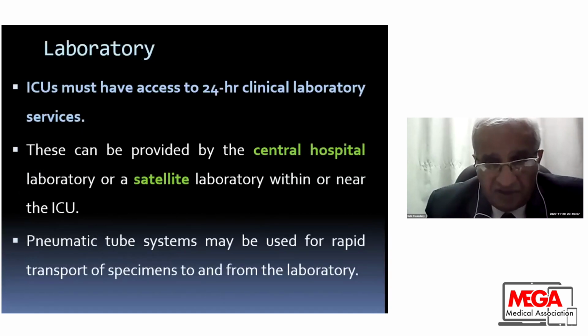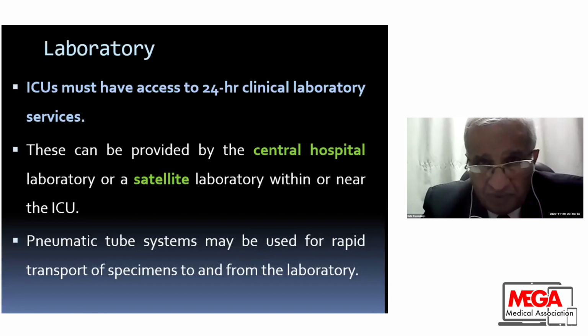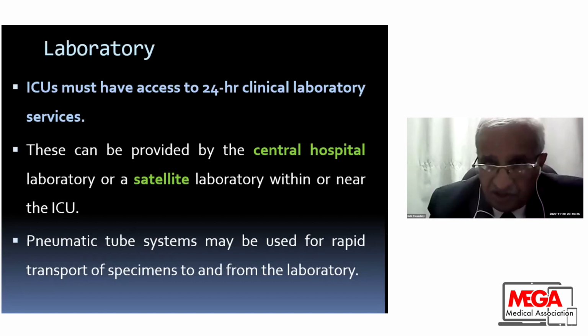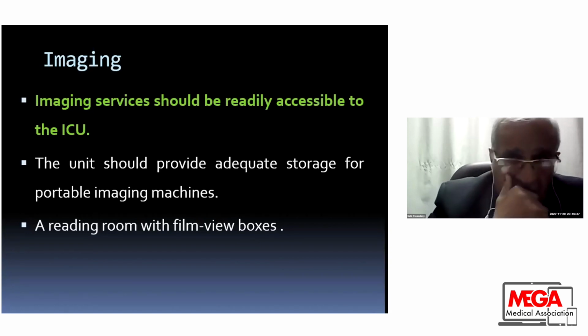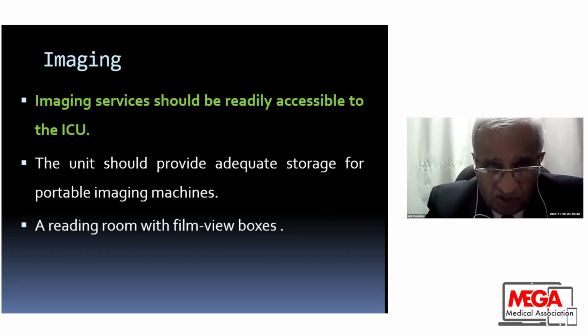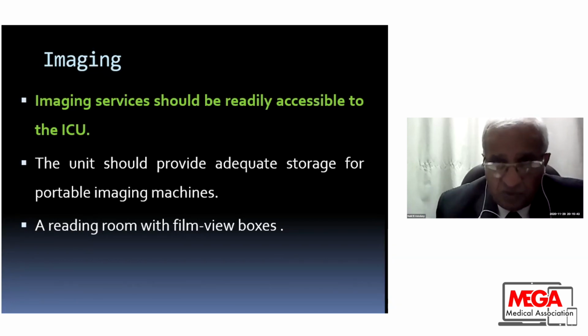So, as I said, the pharmacy. Now comes the turn of the laboratory. ICUs must have access to 24-hour clinical laboratory services. These can be provided by the central hospital laboratory or a satellite laboratory within or near the ICU. Pneumatic tube systems may be used. So pharmacy, laboratory, imaging, all these should be available in intensive care. Imaging services should be readily accessible to the ICU. The unit should provide adequate storage for portable imaging machines, and a reading room with film viewer boxes.